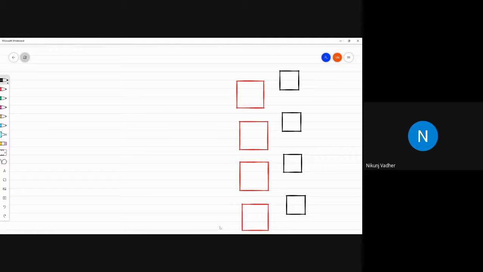Let me put labeling into this. Is this full adder 0? Full adder 1, full adder 2, full adder 3. This is a 4 cross 1 multiplexer, 4 cross 1 multiplexer, 4 cross 1 multiplexer, 4 cross 1 mux.